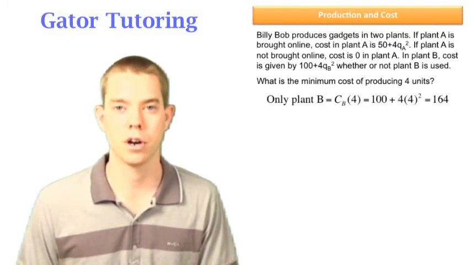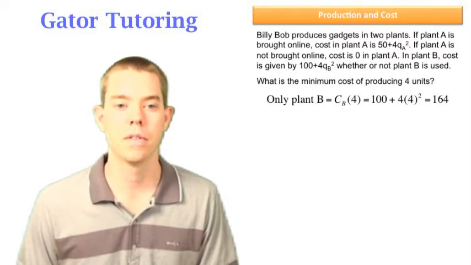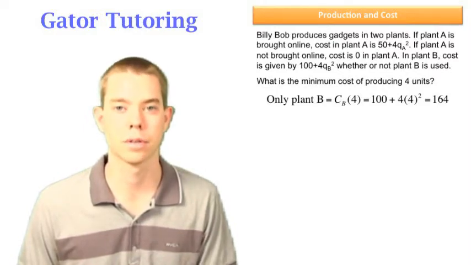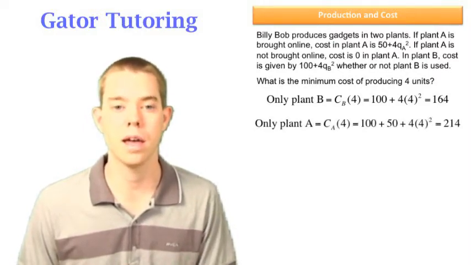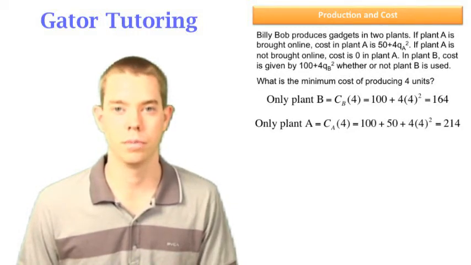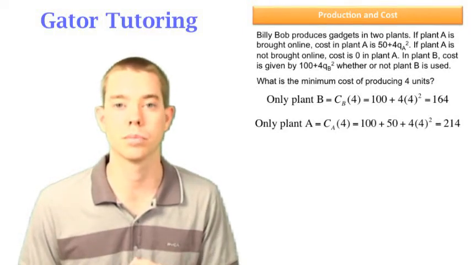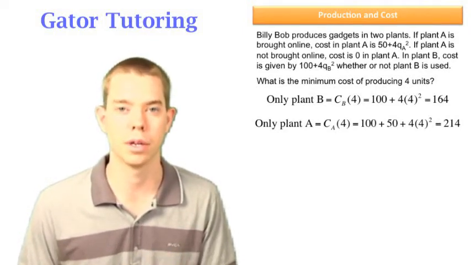So first let's compare. If we only produce in plant B, that'll cost us $164. If we only produce in plant A, well, we have to pay that $100 from plant B no matter what. And now we add that to the cost in plant A and we get $214. So we would never produce only in plant A. That wouldn't make sense. The options would be only to produce in plant B or to produce in both plants.